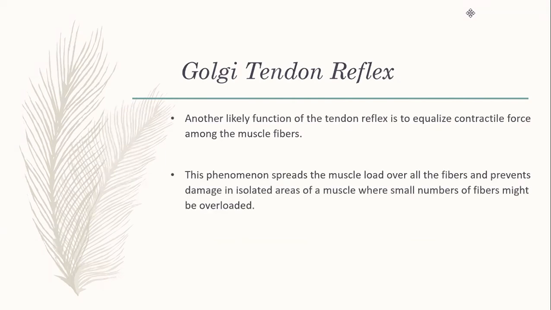So there's another function of tendon reflex, and that's to equalize contractile force among the muscle fibers. Dapat kung magko-contract yung muscle fibers, dapat pare-parehas, hindi yung isa mahina, yung isa malakas, so it should be equal. This phenomenon spread the muscle load over all the fibers and prevents damage in isolated areas of a muscle where small numbers of fibers might be overloaded.